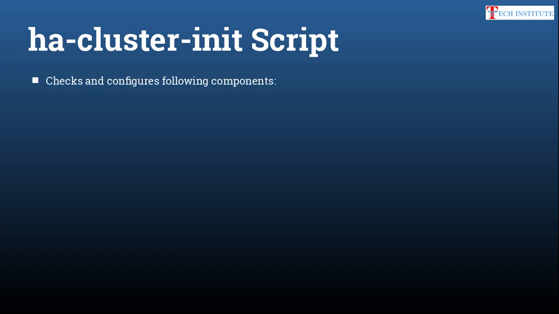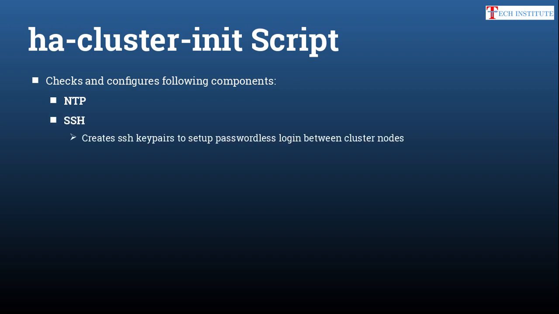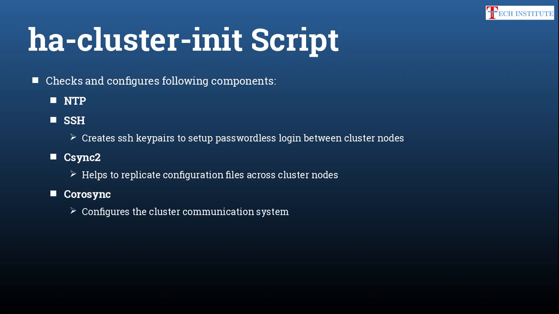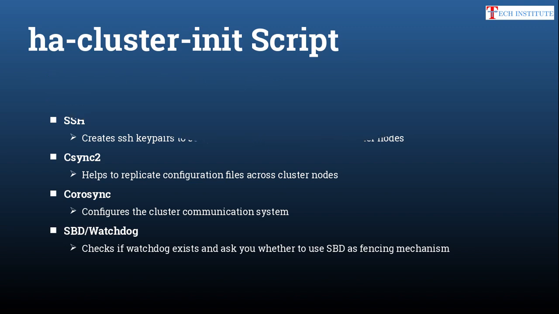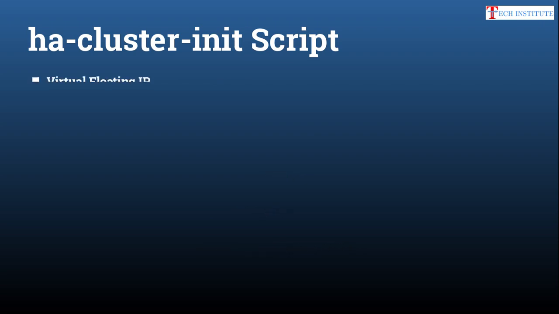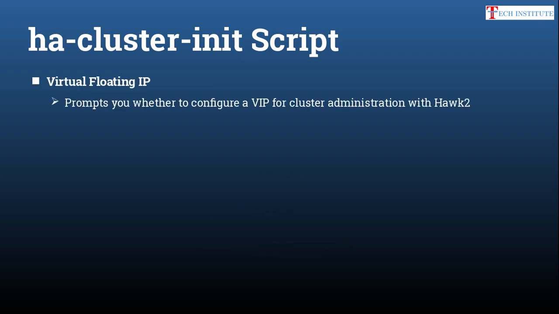This checks and configures the following components, like your NTP server configuration on the cluster node. Then for SSH it creates passwordless authentication. Then it sets up Csync2 for replicating configuration files across the nodes. Then it helps you to set up Corosync for cluster communication, and SBD watchdog for the fencing related service, and putting up monitoring using watchdog. Then it helps you to set up a virtual IP for accessing the Hawk web console.